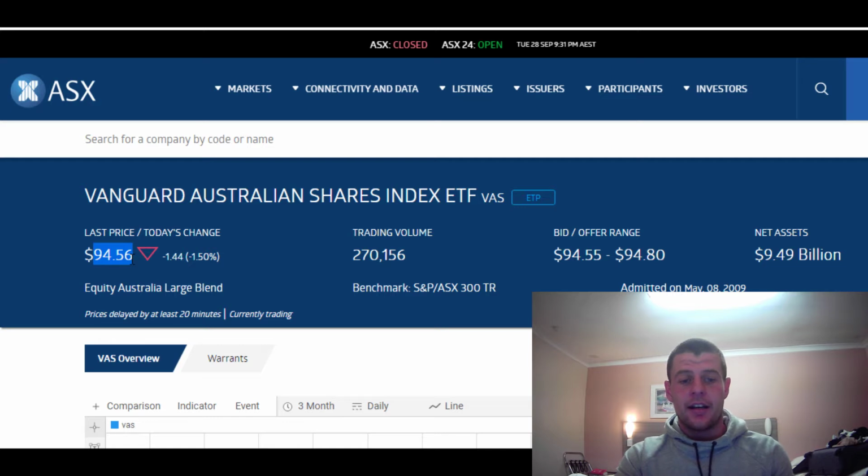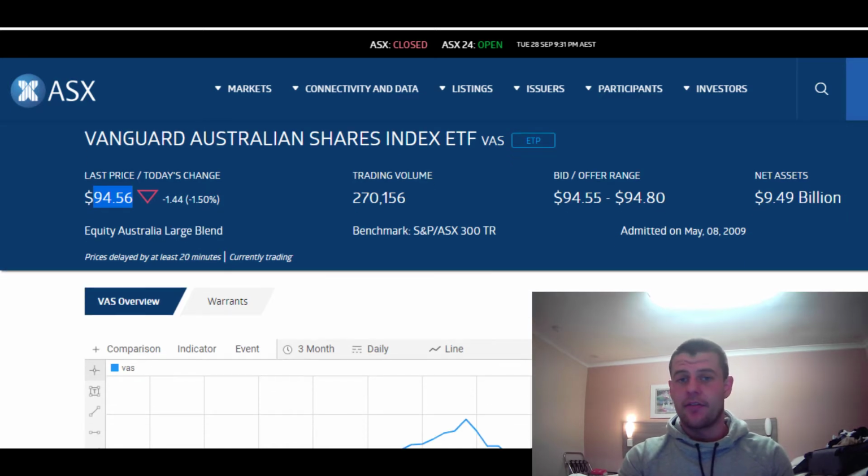$94.56. Now this is actually one of the most popular things traded on the ASX at the moment. Index fund investing has obviously blown up, especially with the movement of the FI community, which is exactly what I'm involved in now, looking to reach financial independence myself.